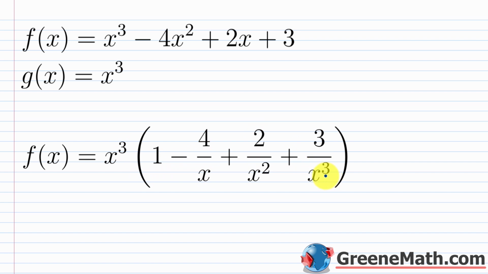And then you're just going to think, well, what would happen as x gets really, really large? So as x approaches positive infinity, what's going to happen to this right here, this 4 over x? It's going to get really, really close to 0. 2 over x squared, really, really close to 0. 3 over x cubed, really, really close to 0.